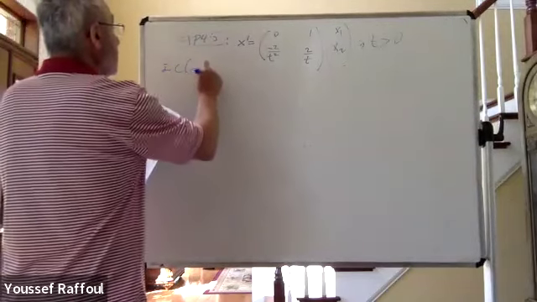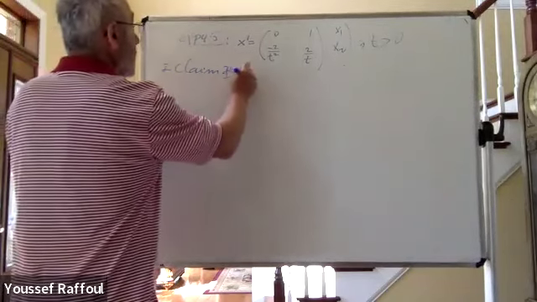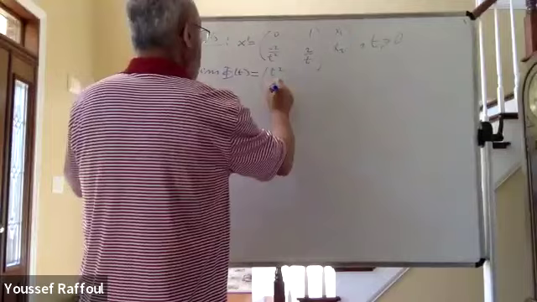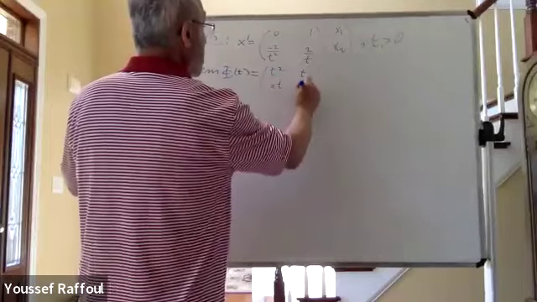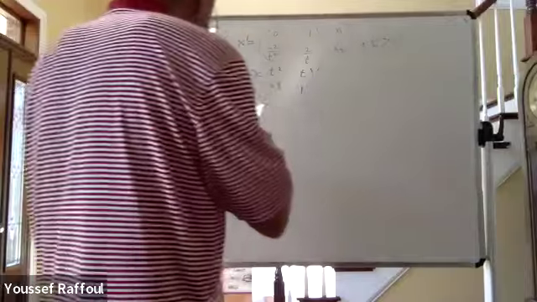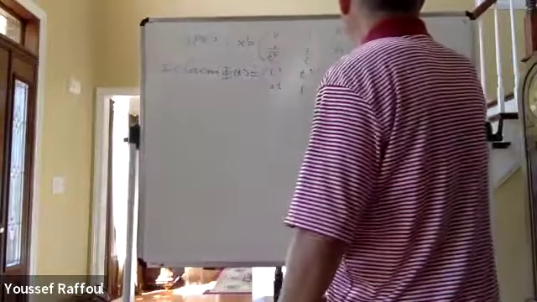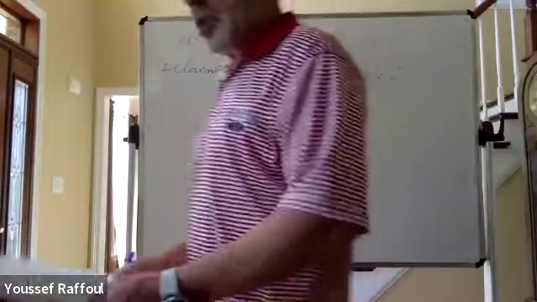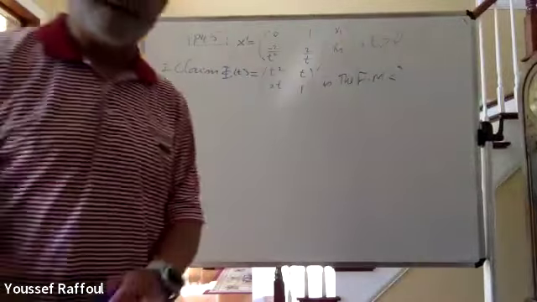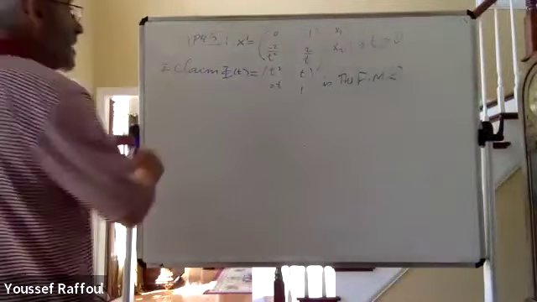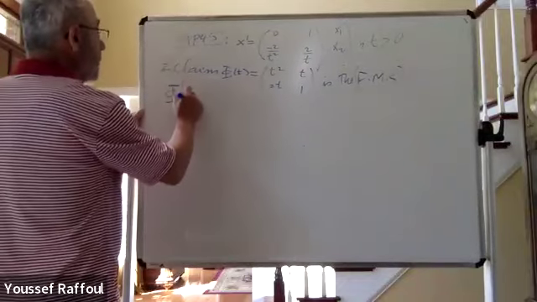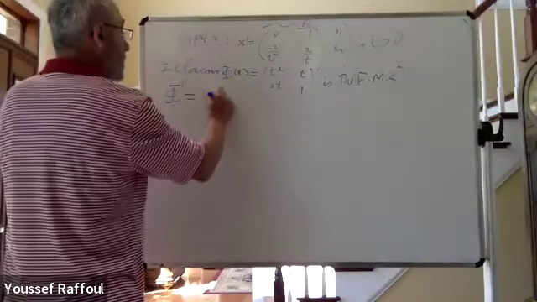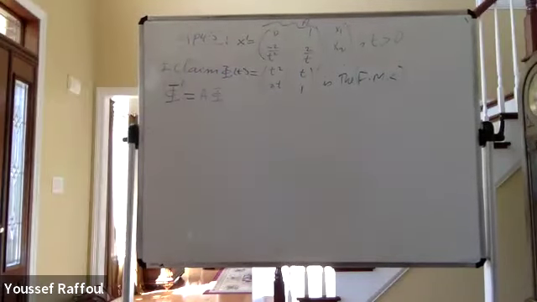I claim phi of t, the matrix [t squared, t; 2t, 1], is the fundamental matrix solution. So how do we do that? Now, don't ask me how I came up with it. The only reason I can tell you is we need to show that phi prime, if this is A, is equal to A phi. That's what we need to show.